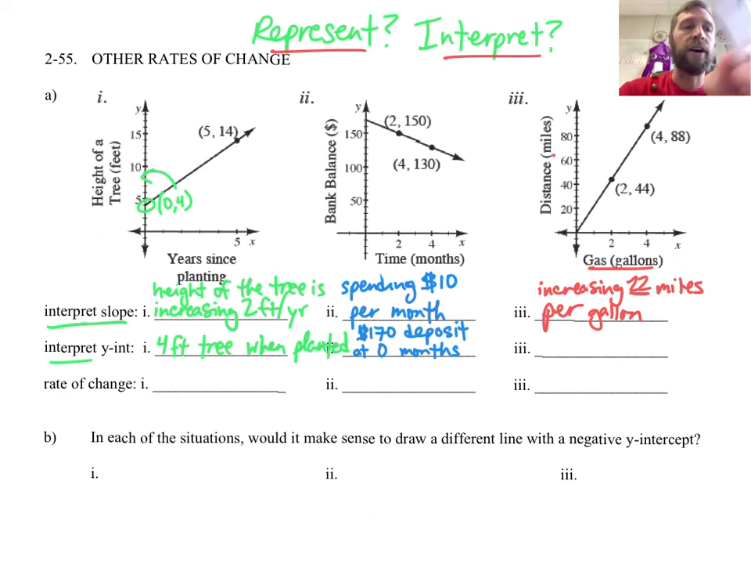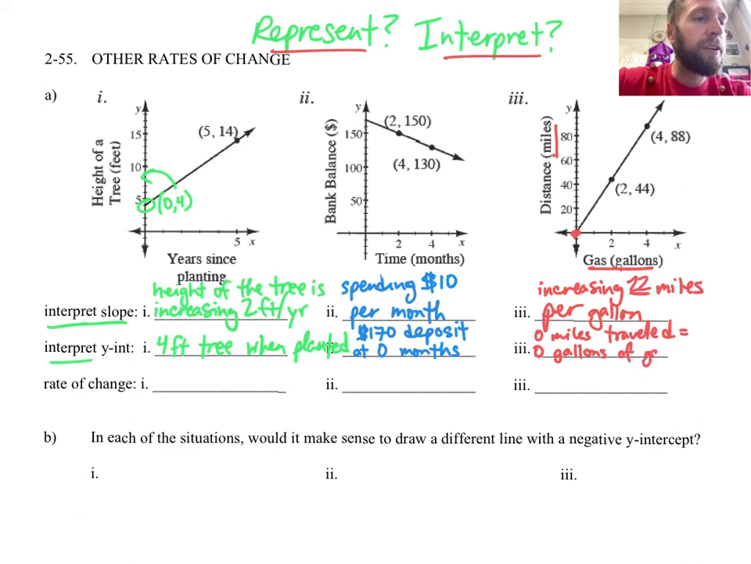Cool, and last one, let's go ahead and interpret the y-intercept for this last one. It looks like it's at 0, 0, which makes sense. When I've traveled 0 miles, I've spent 0 gallons of gas. So 0 miles traveled equals 0 gallons of gas. What else could I write? I haven't traveled anywhere, so I haven't used any gas. There you go. Just kind of use some common sense there, right?